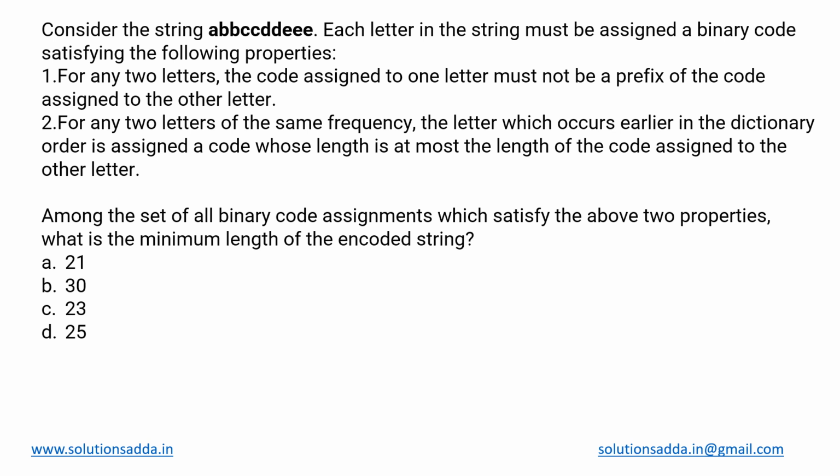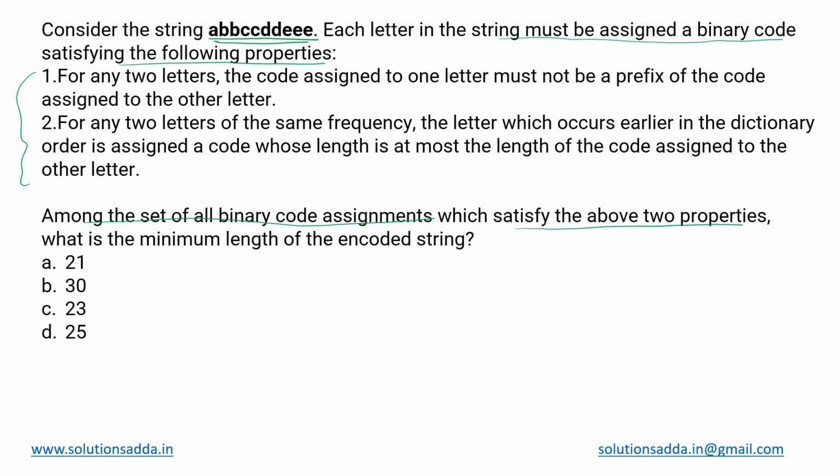This is an algorithms question, actually based on Huffman coding. They have given us a string, this one, and each letter in the string has to be assigned a binary code satisfying the following properties. So using these two properties, we have to assign some encoding to the string and then determine among the set of all binary code assignments that will be given to that string.